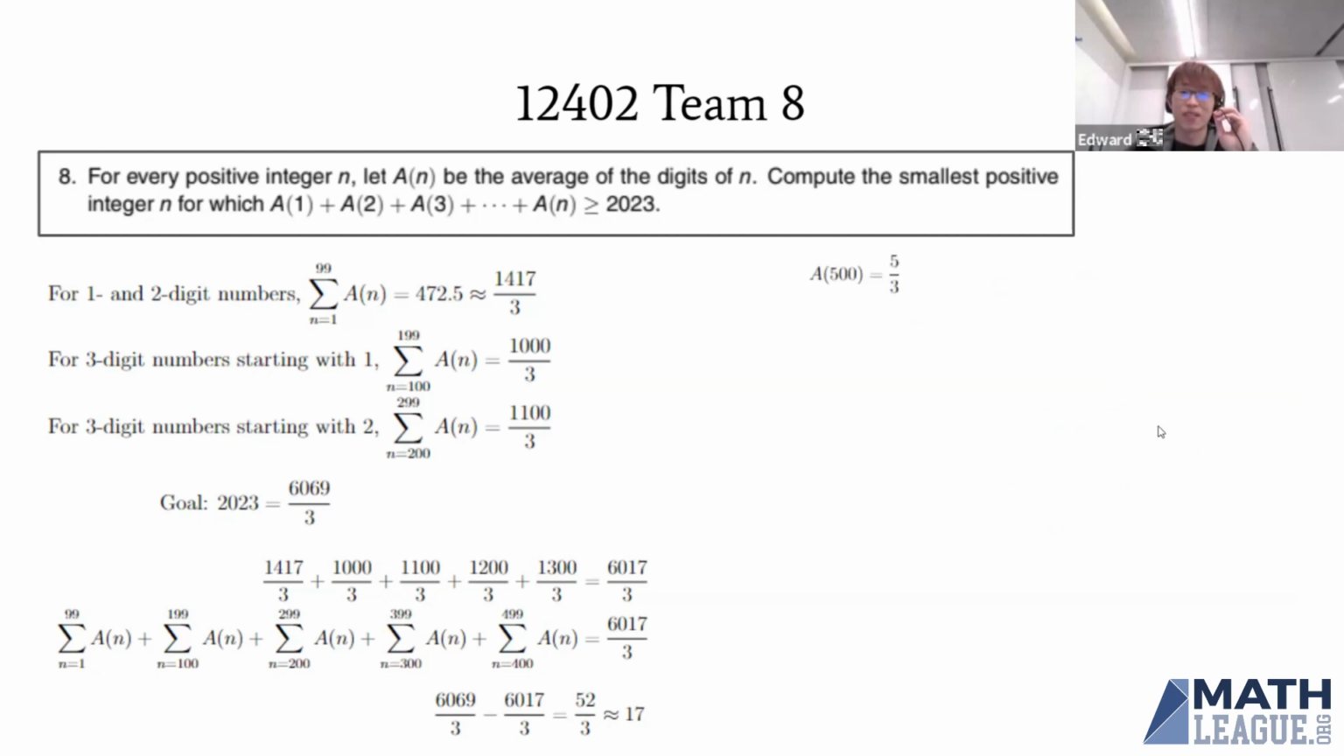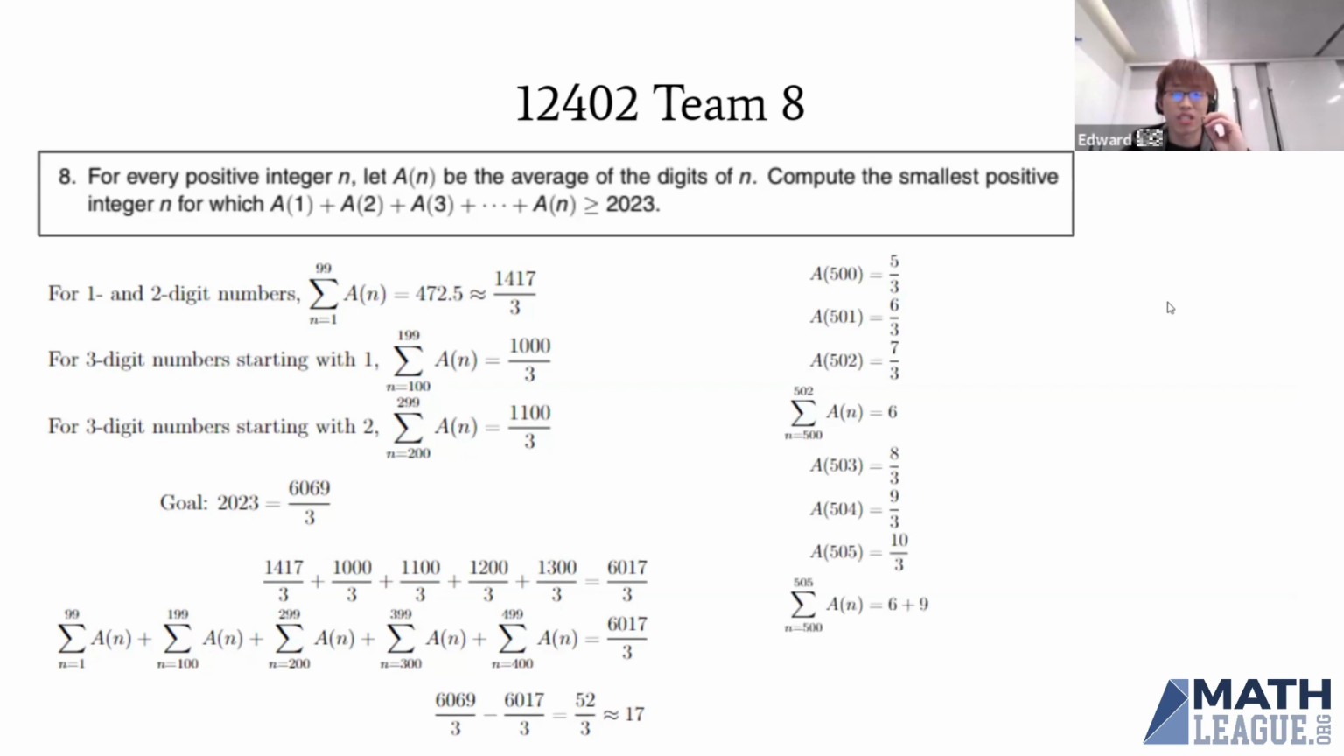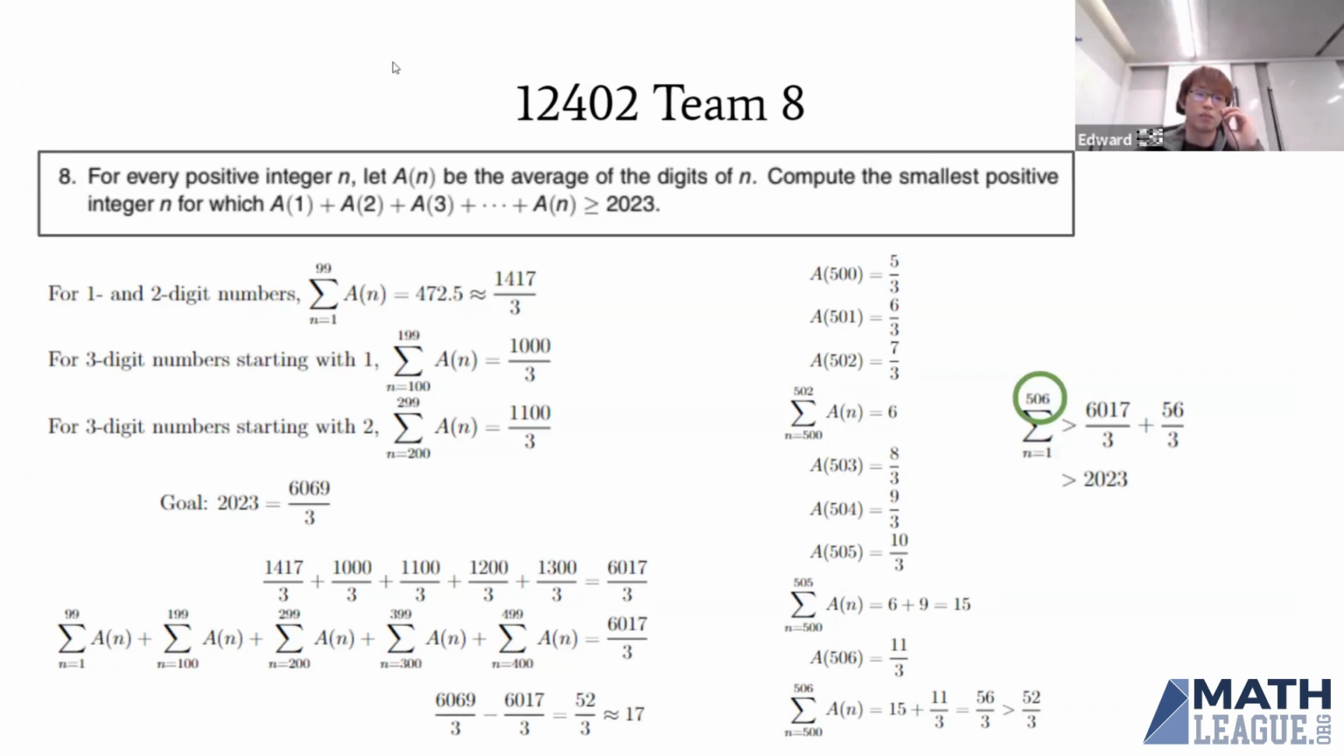We have a sub 500, which is 5/3, a sub 501, which is 6/3, and a sub 502, which is 7/3, and the sum of these three is 6. Then we have 8/3, 9/3, and 10/3, and the sum of those three is 9. So the sum of the first 6 is 15. That's pretty close to 17. The next one, 11/3, makes the sum cross 52/3. So the sum is going to be bigger than 2023, and our number is 506. That is the answer to team 8.